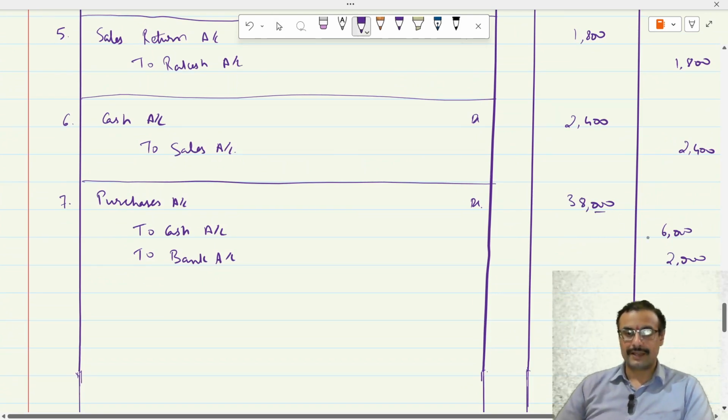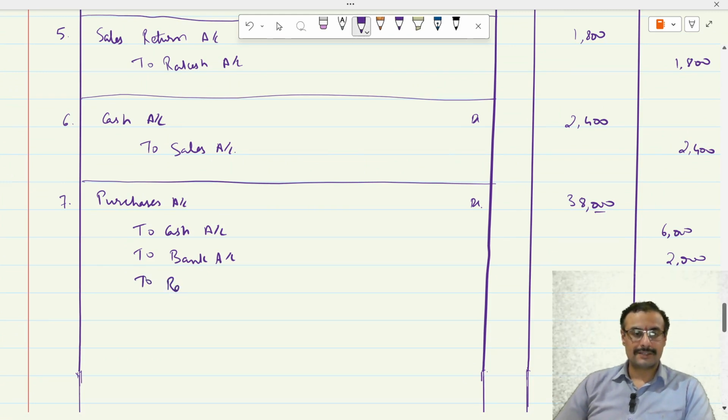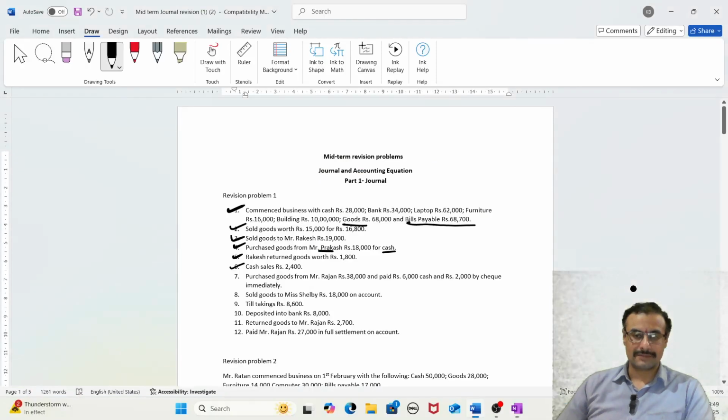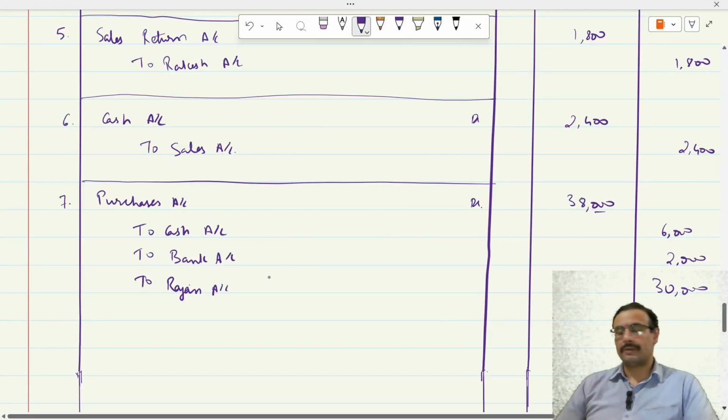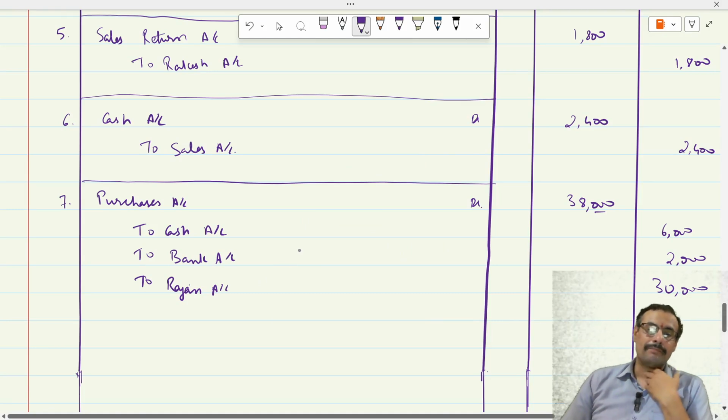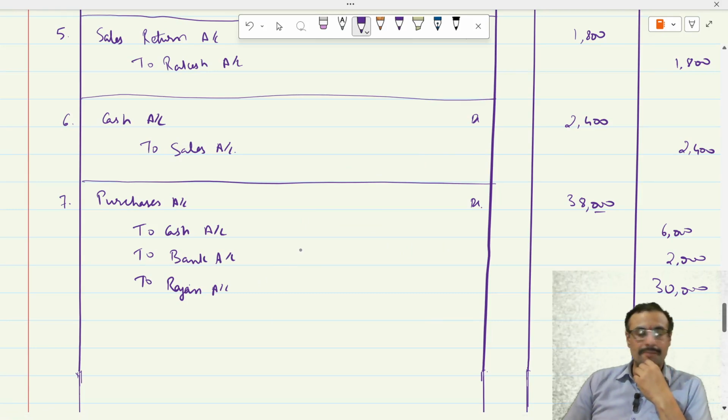How much should we still pay Rajan? 38,000 minus 8,000. So it will become to Rajan account 30,000. We'll have to pay Rajan in future this amount. So it will become to Rajan account 30,000. Right? So this is the journal entry. Narration will be being purchases made by Rajan and paid cash 6,000 and bank 2,000 immediately.